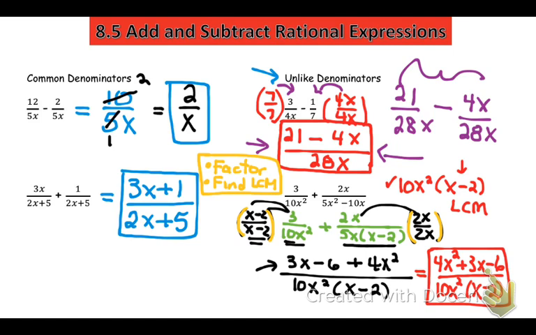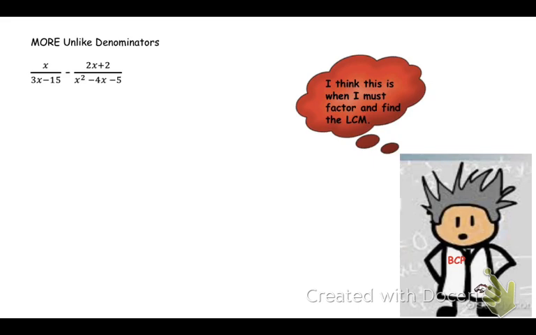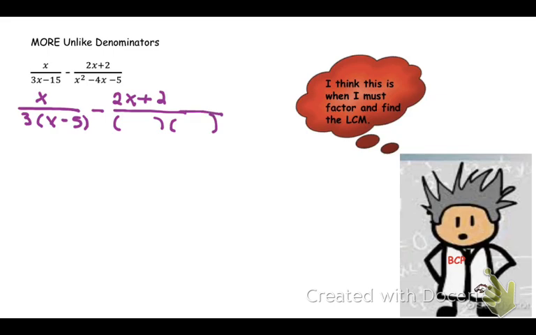Let's try one more. Okay, so remember, the first thing we're going to do is look at the denominators and see if we can factor them, and we can. So our first denominator, we can factor out a 3, so we're left with x minus 5. And our second denominator, we know our first term has to be x, and we have to find something that multiplies to negative 5 and adds to negative 4, so plus 1 and minus 5.